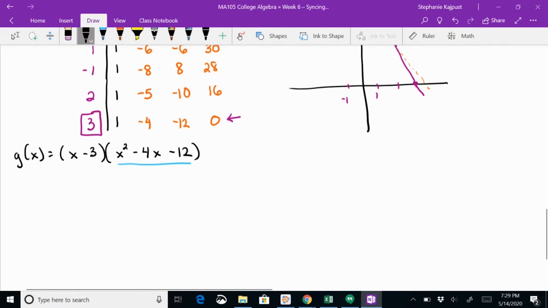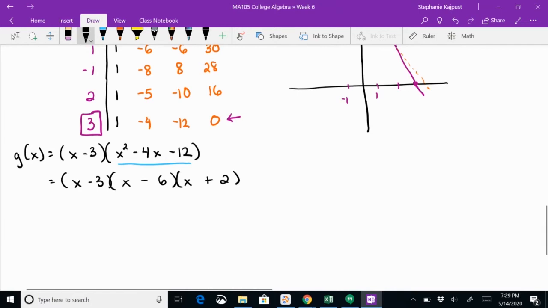This quadratic here factors, so I can go straight there. I'm looking for 2 numbers that multiply to negative 12 and add to negative 4. That's going to be negative 6 and positive 2. That gives you negative 12, and negative 6 plus 2 is negative 4.